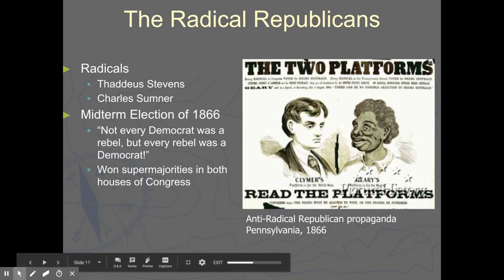And what this is going to lead to is that these Confederate leaders are going to retake their governments in the Southern states.